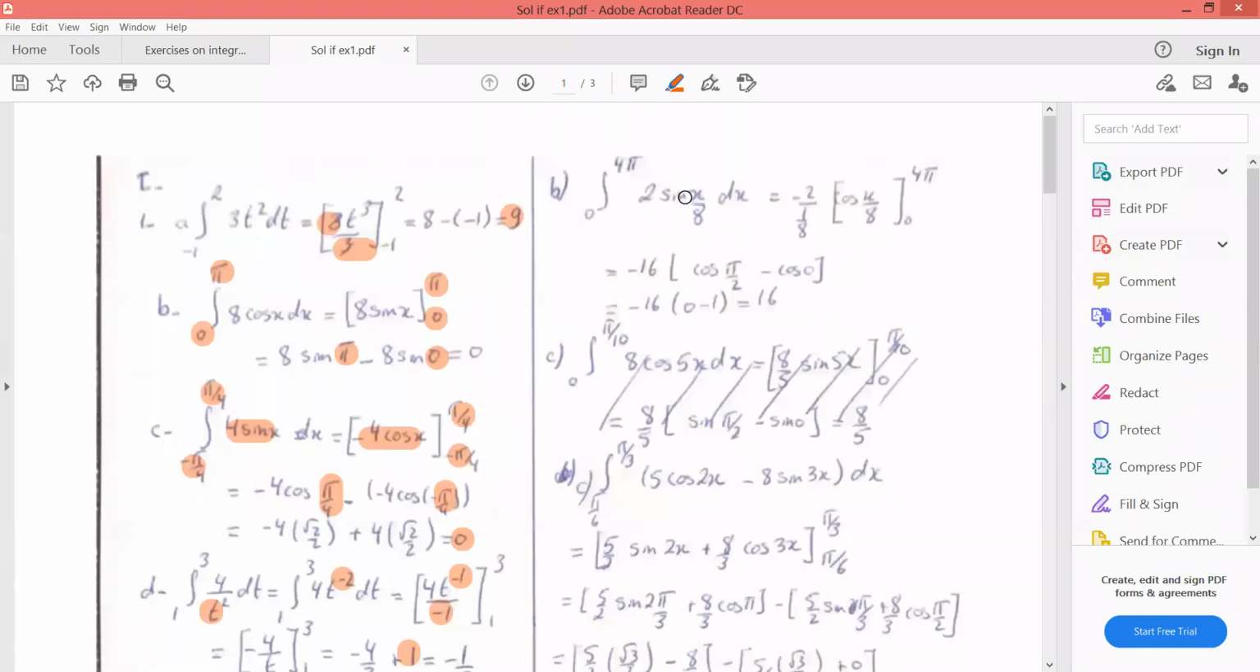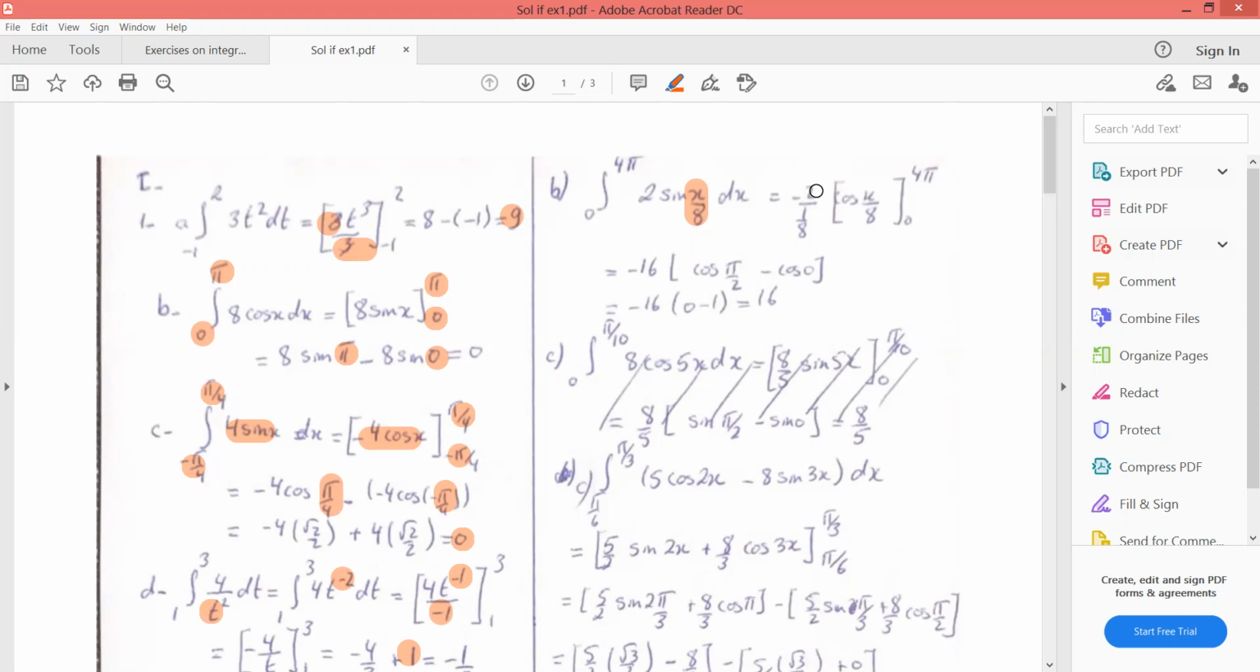This is 2 sin x over 8. The 2 is a constant, it stays 2. What is the integral of sine? Minus 1 over a cosine ax. What is a here? We have sin x over 8. What is a? Not 1. It's 1 over 8.